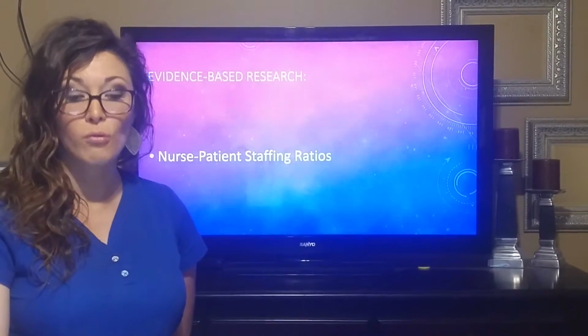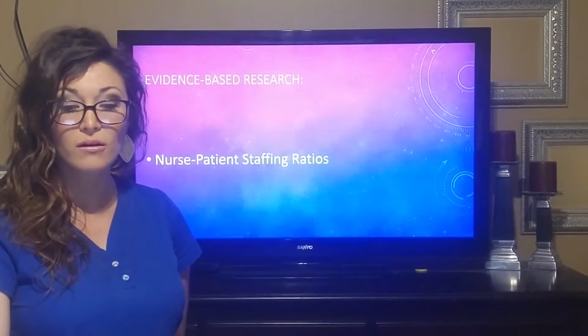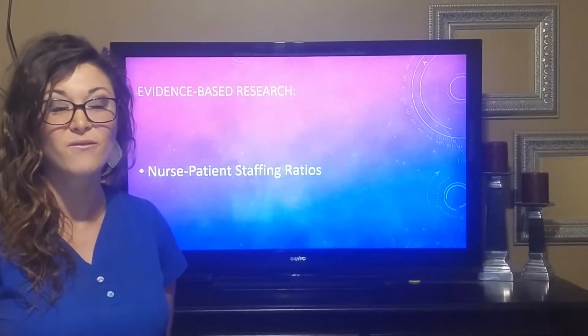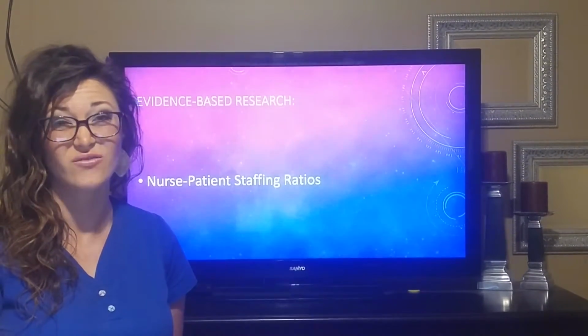Each patient over 4 per nurse is associated with a 23% risk of increased burnout and a 15% decrease in job satisfaction.